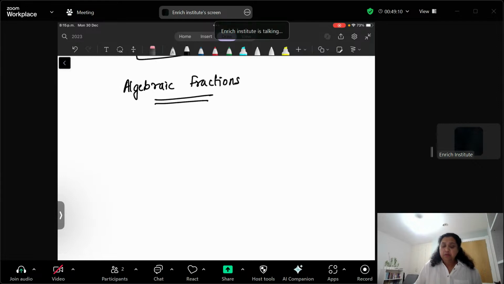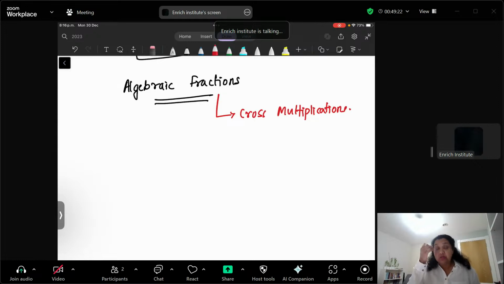So whenever you hear the word fractions, you should think cross multiplication. Some of you would have learned a different method. Whenever you see a fraction, you might make the denominator the same. That's also fine. If you're working with that option, please stick to that. Don't change it now. My method is cross multiplication.